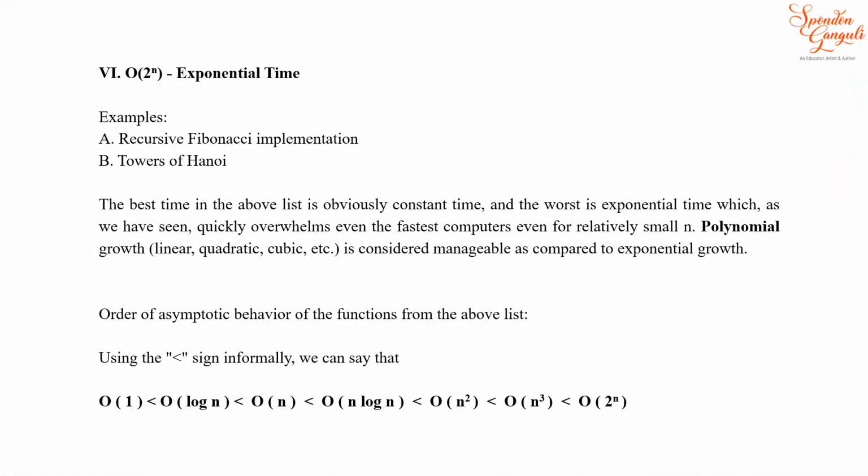Now, if we consider the order of asymptotic behavior of the functions, in ascending order we have big O(1), then big O(log n), big O(n), big O(n log n), big O(n squared), big O(n cube), followed by big O(2 to the power n). So we can say from this list, big O(1) has the lowest complexity, whereas big O(2 to the power n) has the highest complexity.